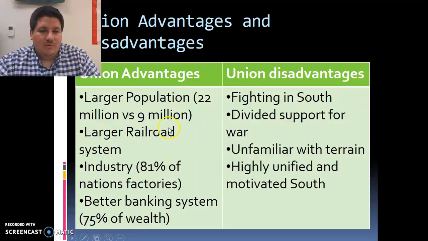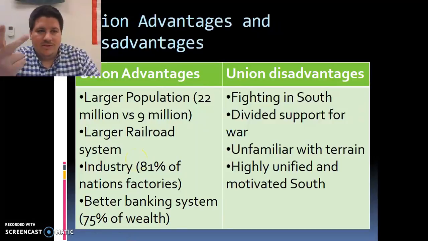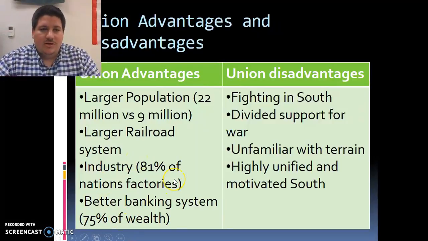The North has a larger railroad system, as we discussed before, important for moving people, guns, and food. Industries there for manufacturing guns, bullets, etc. And the better banking system because, once again, like I said, wars are expensive.